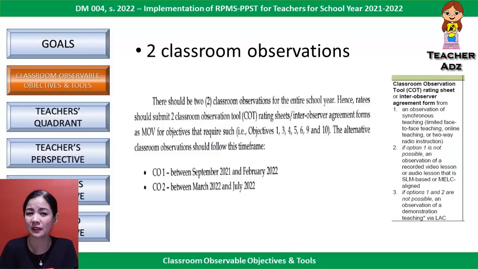Okay, when it comes to classroom observation, just like last school year, we have options. But actually, these are not really options. It depends on the modality of the school. For example, in our case, we are blended learning, but we have online synchronous learning. So our online classes are what will actually be observed. Now that there is limited face-to-face, we can also be observed there.